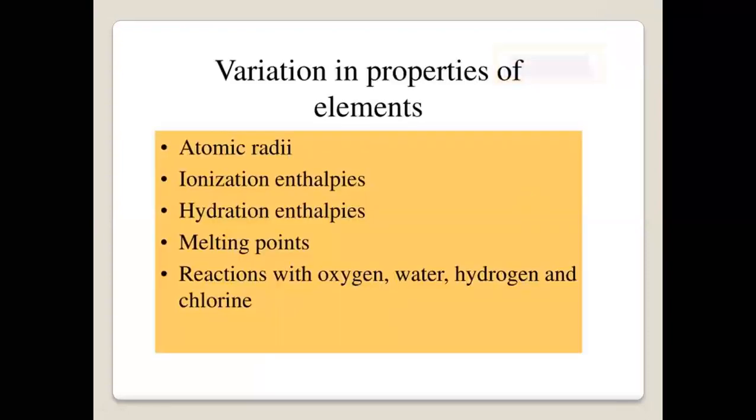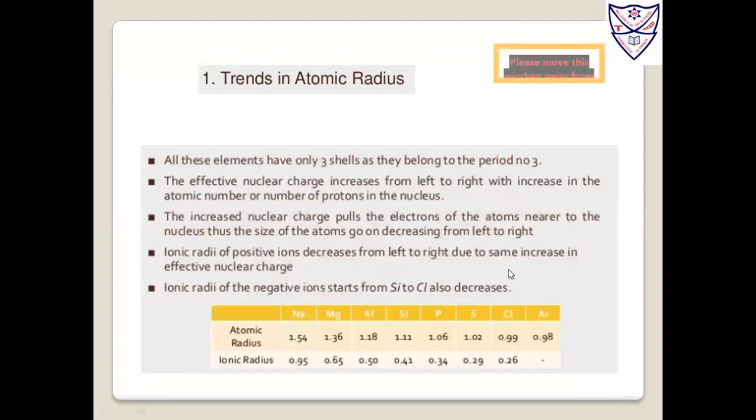Now, variation in the properties of the elements. There are variations like atomic radii. As you go down in the group, the atomic radius increases because the atomic number increases. So atomic size also increases. And what about the ionization enthalpy? As the atomic radius increases as you go down, the ionization enthalpy decreases. The melting point also increases. Reaction with oxygen, water, hydrogen and chlorine will be studied next.